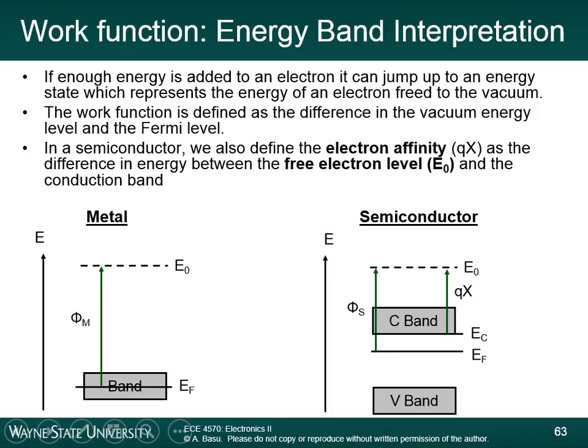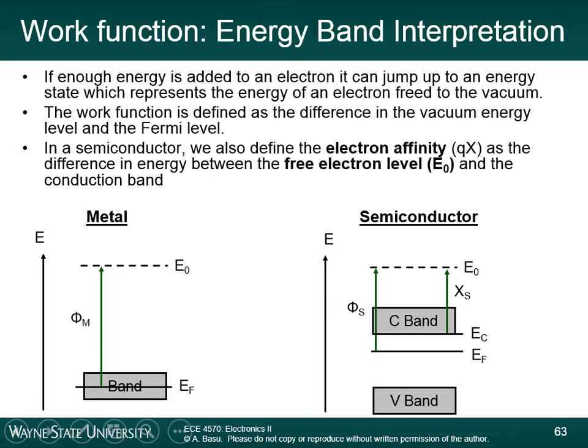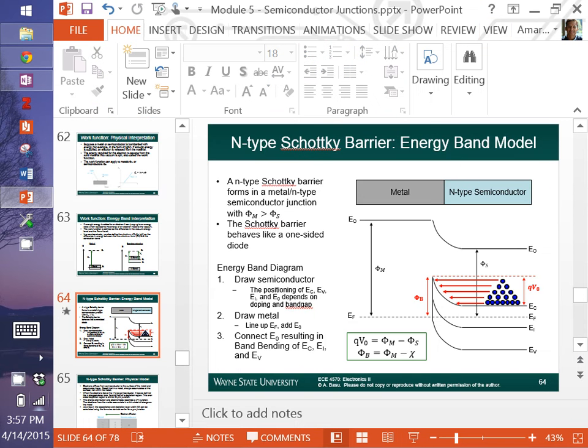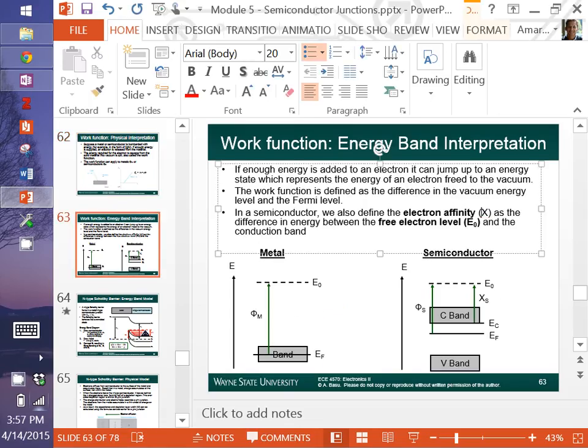For that reason, we define another quantity called the electron affinity. And the electron affinity is given in terms of electron volts also. Just a quick correction here. This is often referred to as X sub S, the semiconductor electron affinity. Let's fix that. There you go. Okay. This should be X sub S.